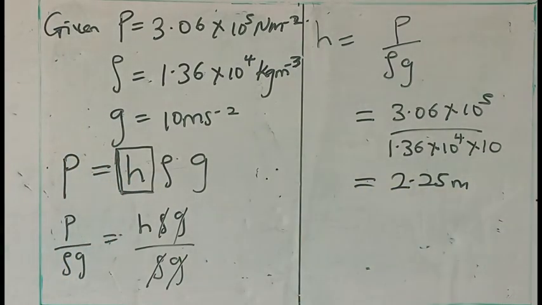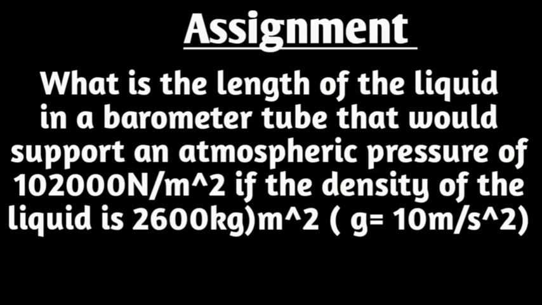Try this assignment. What is the length of the liquid in a barometer tube that would support an atmospheric pressure of 102,000 Newton per meter square if the density of the liquid is 2,600 kg per meter cube? Take G to be 10 meter per second square.